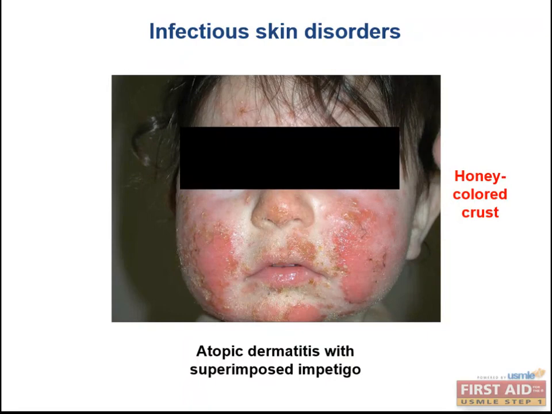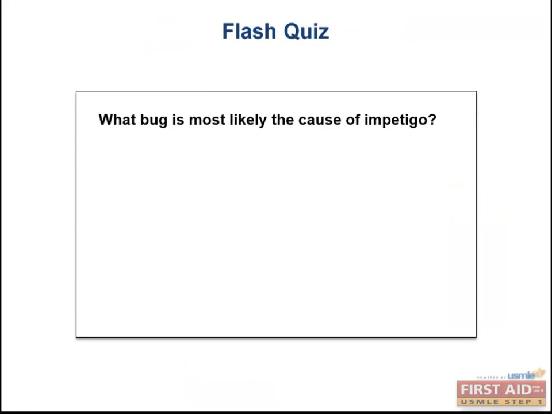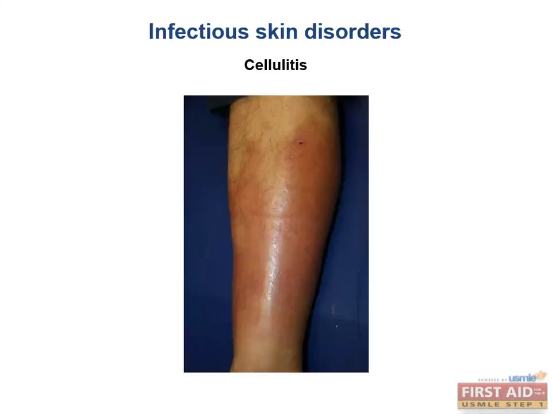Does it scar? No, it's a superficial infection. What bug is most likely the cause of impetigo? Staph aureus.